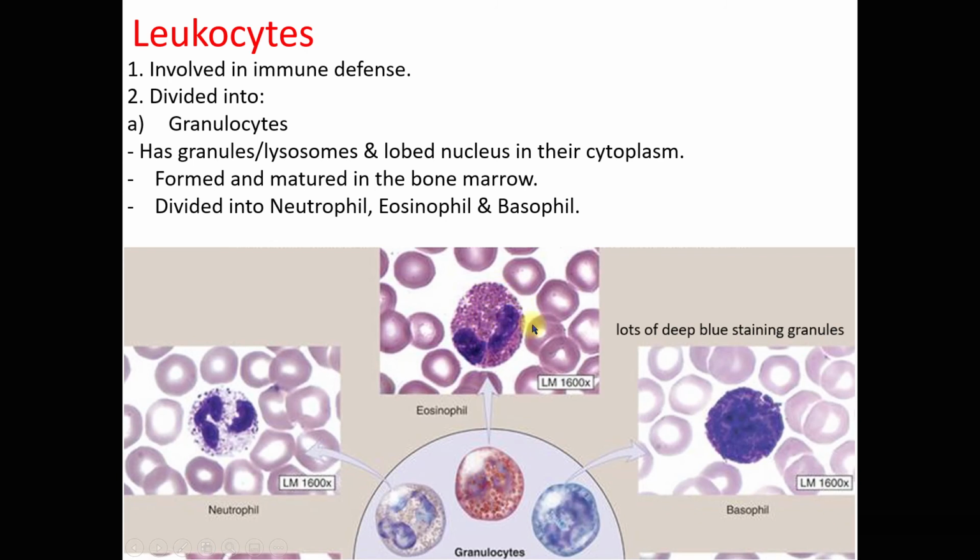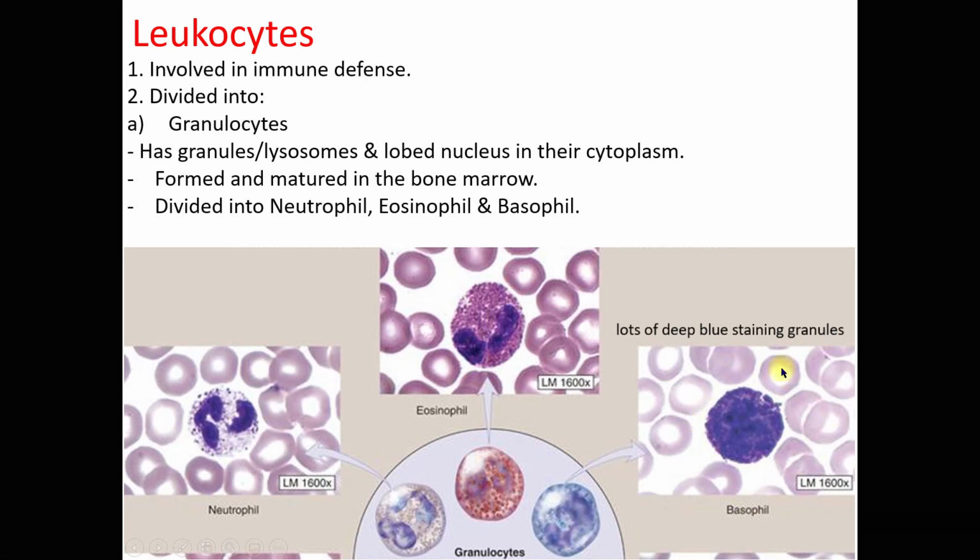They have granules or lysosomes and a lobed nucleus. You can see the nucleus being lobed. Yang ni pun nampak lobed nucleus, L-O-B-E-D nucleus. Nampak? They are formed and matured in the bone marrow. So there are three types of granulocytes. We have the neutrophil, eosinophil, and basophil.